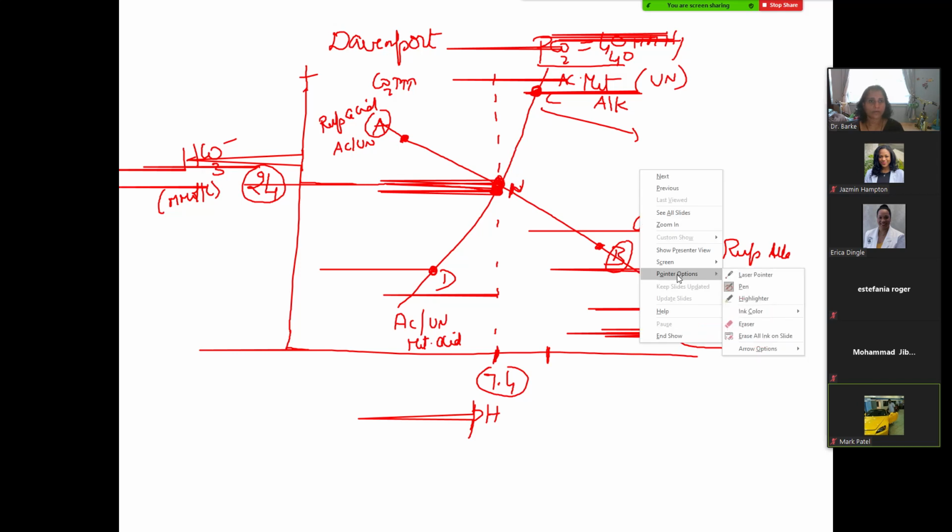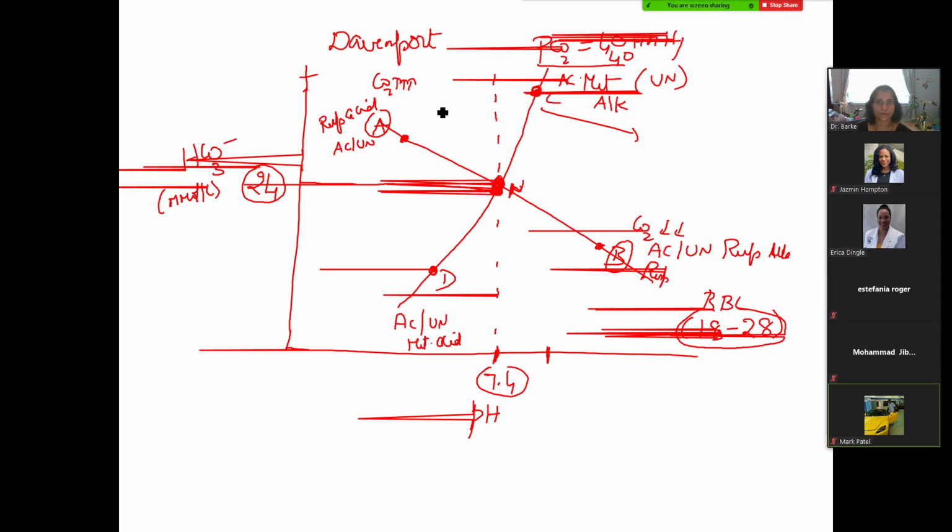Now, what if the points are in between the quadrants? Whenever a point is in between, that's a straight giveaway that compensation started, but it did not come back to 7.4. So it has to be partially compensated. Now you have to decide partially compensated what.